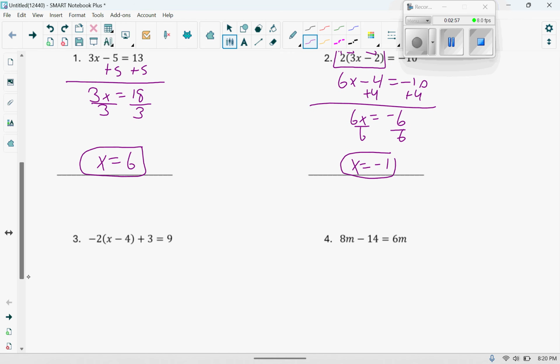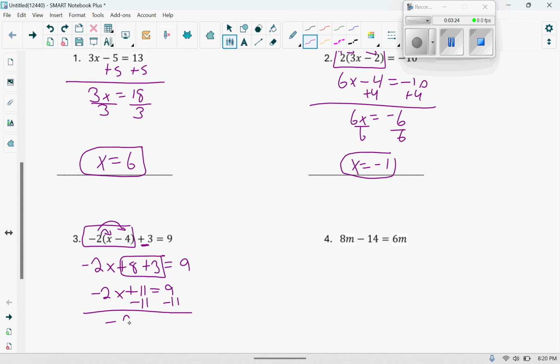Okay, over here, I'm going to do the same thing. So I'm going to distribute that negative 2. Notice I had this 3 out here, so we're going to deal with him later. But order of operations tells us we need to focus on that. So I have negative 2x plus 8 plus 3 is equal to 9. And then I'm going to combine these to get 11. So again, this should feel very much like what we did the other day with order of operations. And then I'm going to subtract the 11. So I get negative 2x is equal to negative 2. So x is equal to 1.